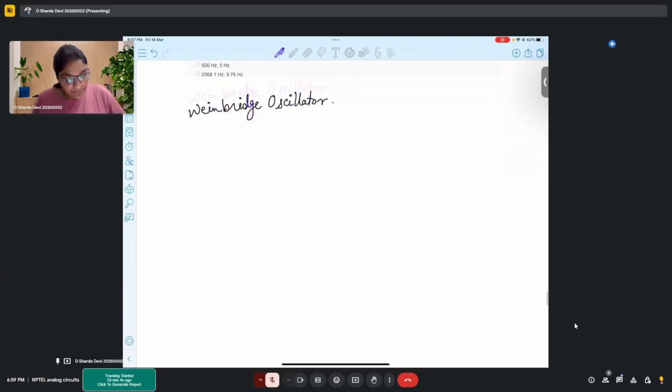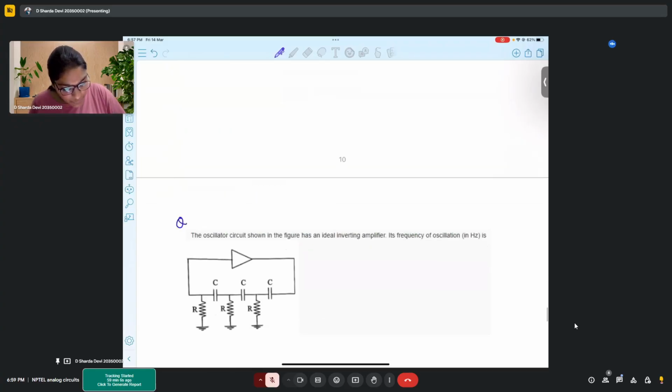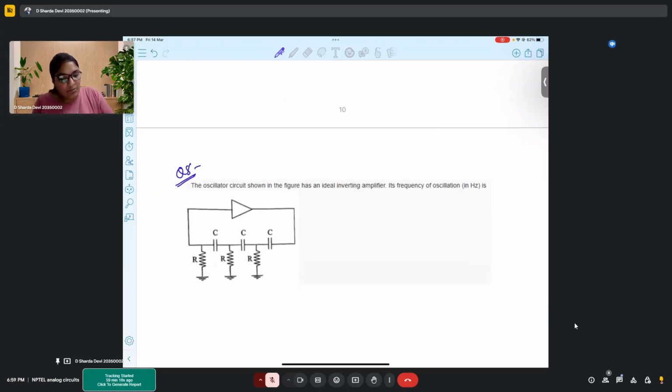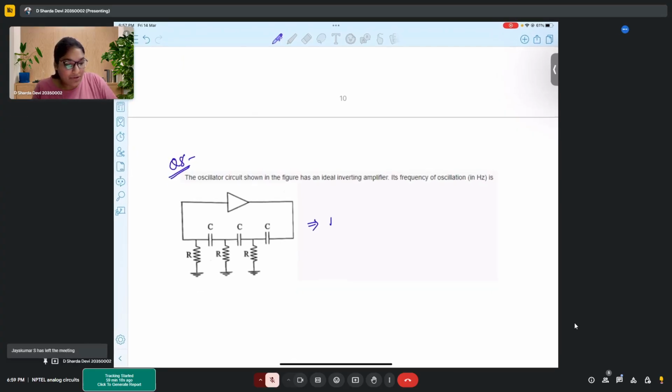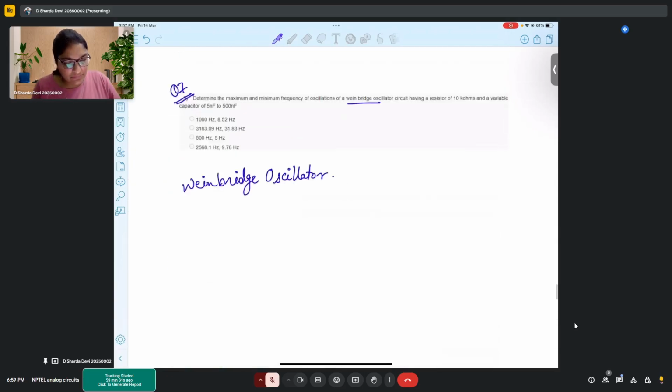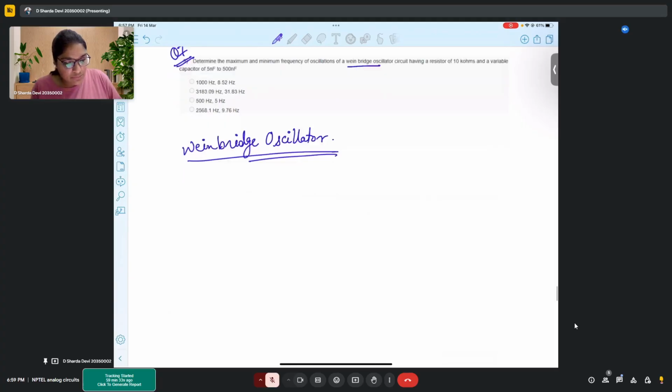And in this next problem, you see there is an op amp followed by these RC circuits, right? So this is also an oscillator. We call this RC phase shift oscillator. So we'll analyze both these circuits and then we'll solve the problem.